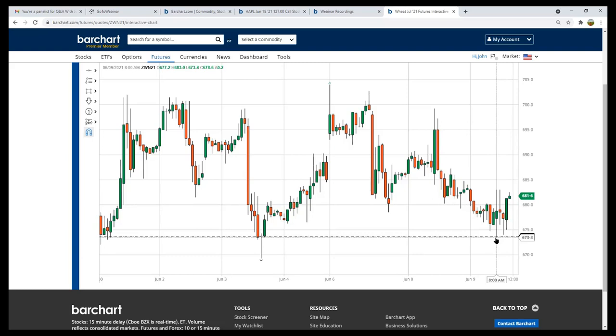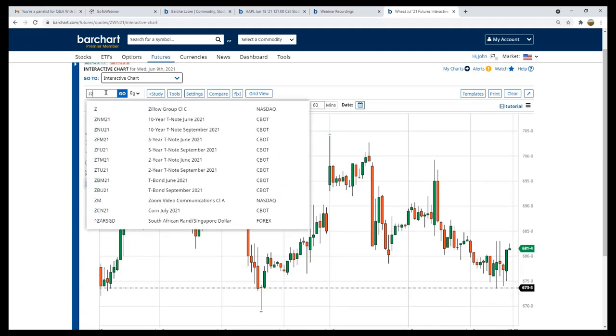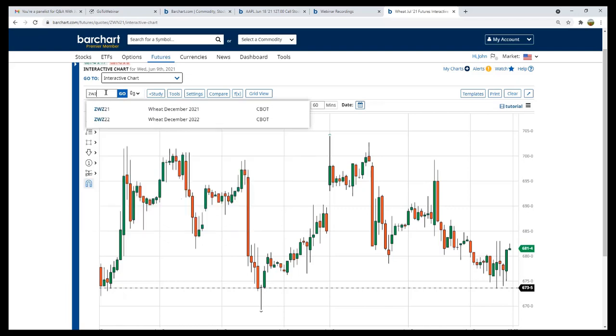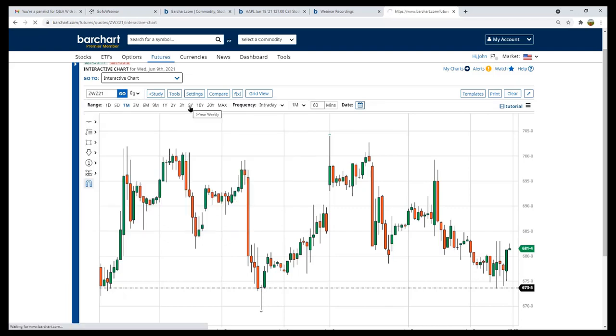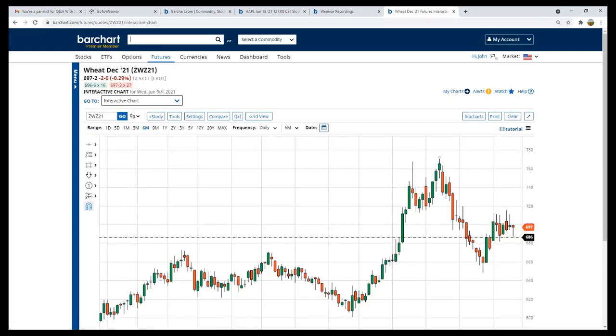Now, this is the July contract, to be honest with you. I probably wouldn't be trading July wheat because there's only a few more days before the end of the month before that contract expires. I might look at the December contract. And if I went to the December contract, it would show me a similar opportunity, but unfortunately, it wouldn't have gotten to my entry. So I wouldn't have gotten the trade anyways.